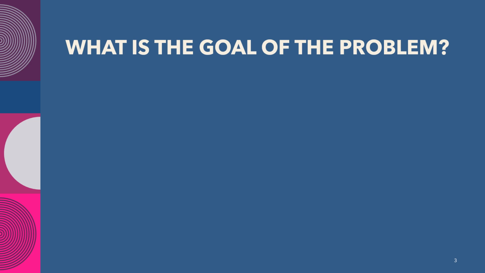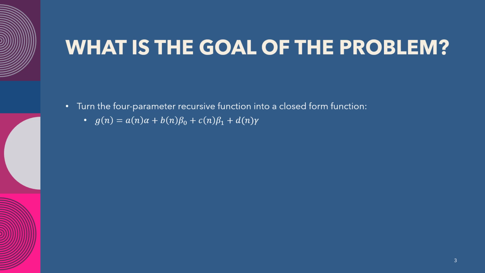So the first thing I'd like to discuss with this problem is the goal. This is a repertoire method problem, which typically involves turning a recursive function into a closed form function. Now, this problem's a bit strange, but the goal remains the same in that we want to turn this strange four-parameter recursive function into a function like g of n equals a of n alpha plus b of n beta 0 plus c of n beta 1 plus d of n gamma.